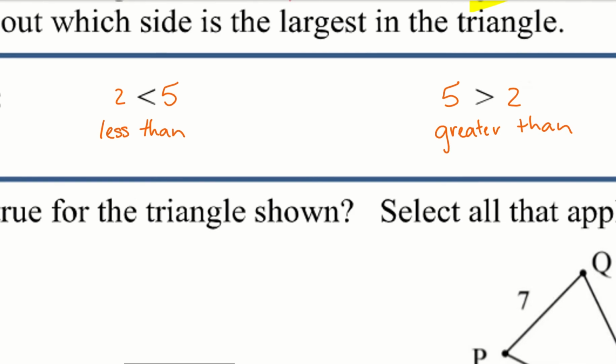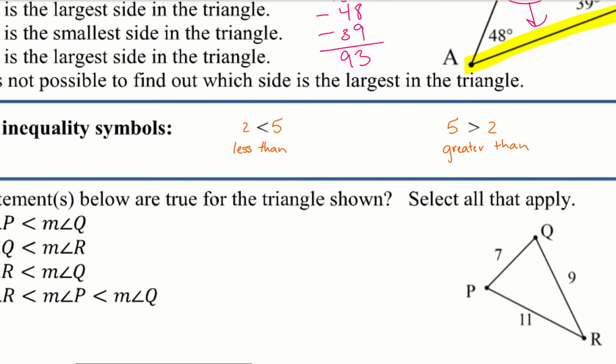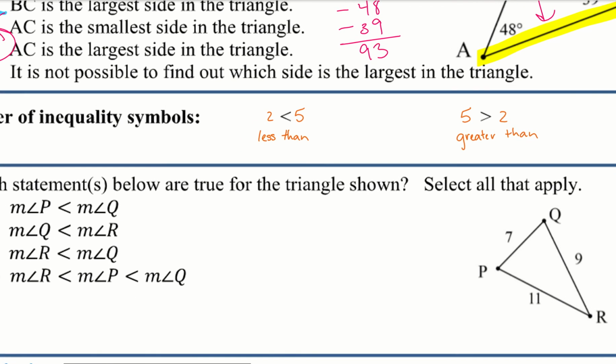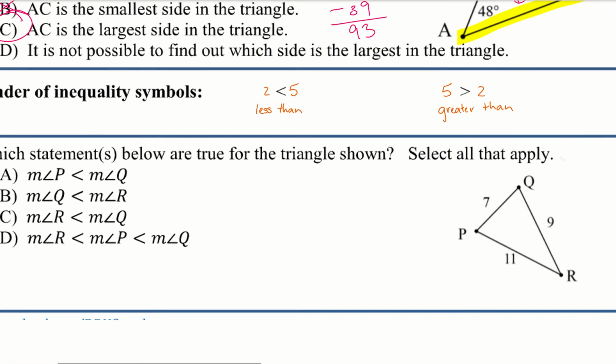So using what we remember about our less than and greater than symbols, let's figure out which statements are true, and we need to select all that apply. So it says P is less than Q. So we have P here and Q here. So if we think about their opposite sides, let's point the other way. So we have an 11 and a 9. So Q is greater than 11.